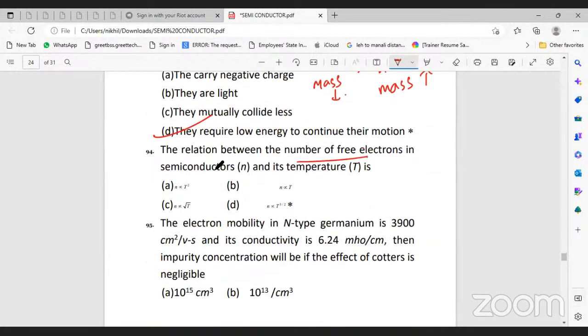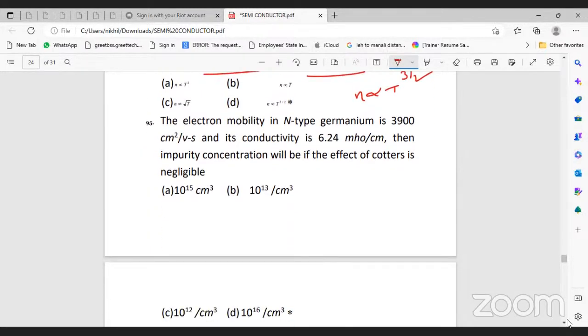Relation between the number of free electrons and temperature, please remember: the number of free electrons is directly proportional to temperature power 3/2. Please remember that. Electron concentration in the N-type is given. This conductivity is sigma. Then what is the impurity concentration?